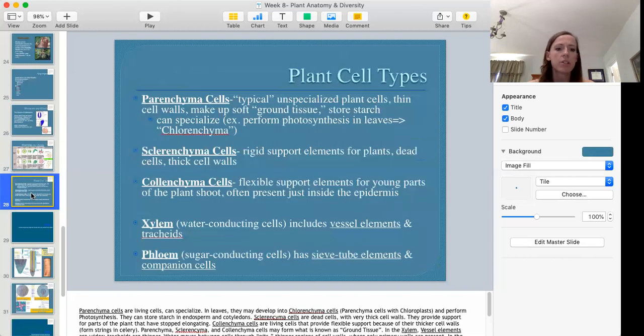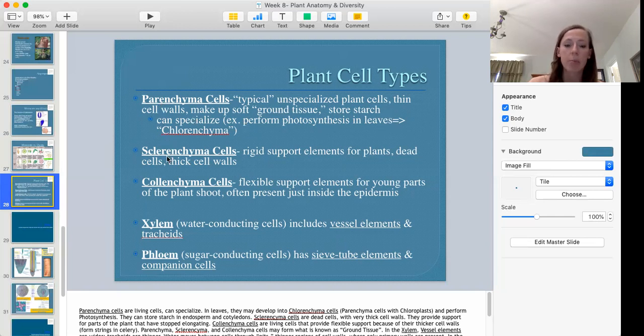Before we do, I do also want to mention a few different types of cells that are very common in plants. Parenchyma cells are the relatively typical unspecialized plant cells. They have thin cell walls, they're living cells. They make up a lot of the ground tissue, so basic structures of the growing plant. And then they can also store starch. They can also specialize. So in leaves, for example, if they have adapted to perform photosynthesis, then they might be called Chlorenchyma cells instead of Parenchyma cells.